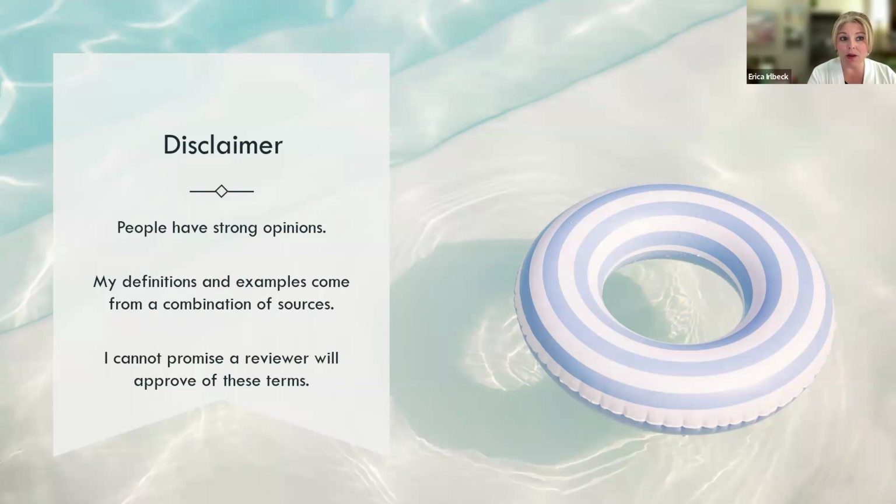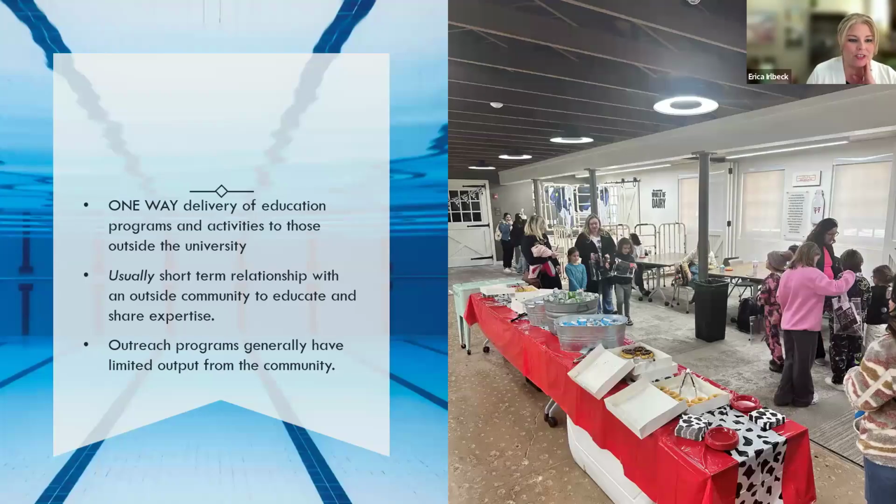However, I cannot promise that there may not be a reviewer out there that would disagree with some of these terms. These are the terms that we are using, and these are terms that are fairly well accepted by the Academy of Engaged Scholars, but there may be somebody out there that says, no, that's not engagement. Engagement should be this way. But I firmly believe that these are the accepted and right definitions. Again, just know that somebody may disagree with something. So there's my disclaimer.